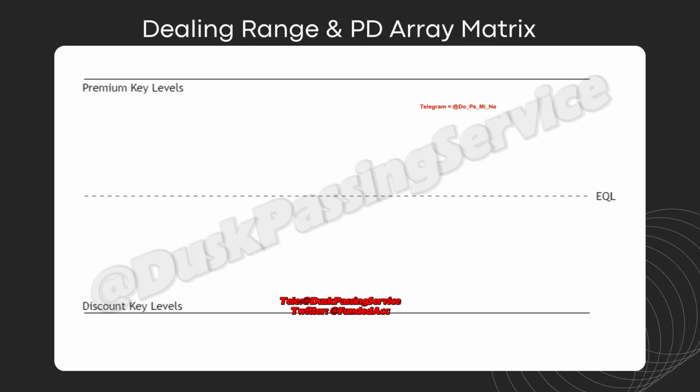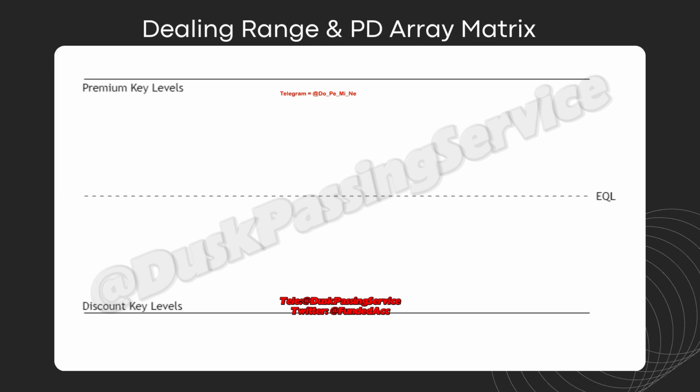If we didn't have this filter or this PDRM matrix, then we would be selecting every random key level inside this range. But now, thanks to this concept, we've added a filter and we've literally excluded half of the key levels based on the PDRM matrix and based on the market conditions that we are dealing with.